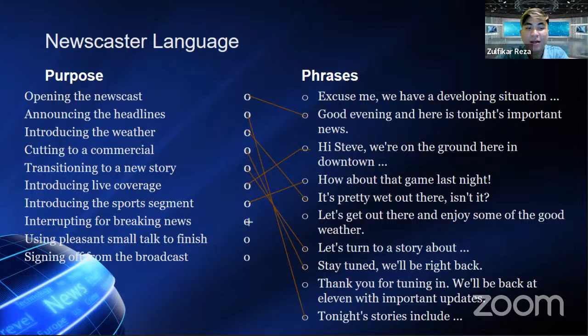So when the news anchor is reporting a certain type of news, and then there's a breaking news that just came in, usually it's very unplanned, right? So you can say, excuse me, we have a developing situation, blah, blah, blah. So you can say, excuse me first as an opening, and then you can say what the breaking news is about.